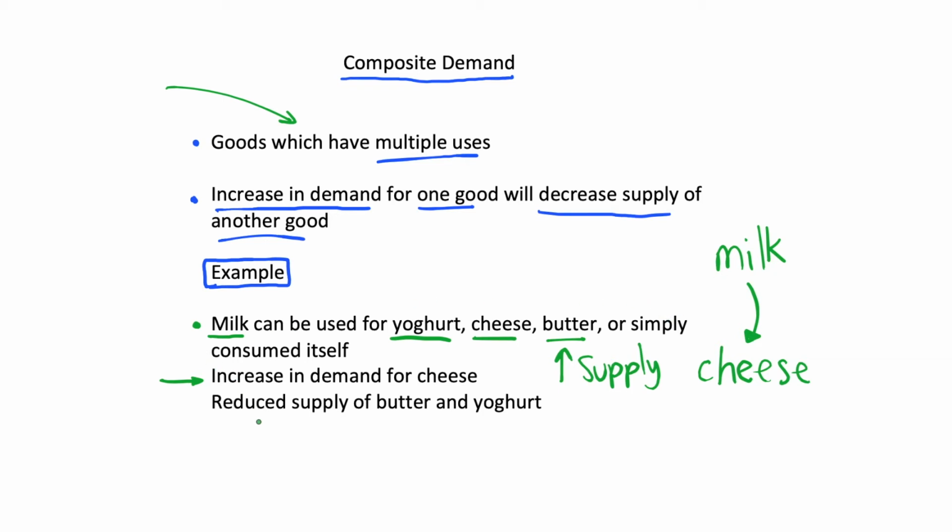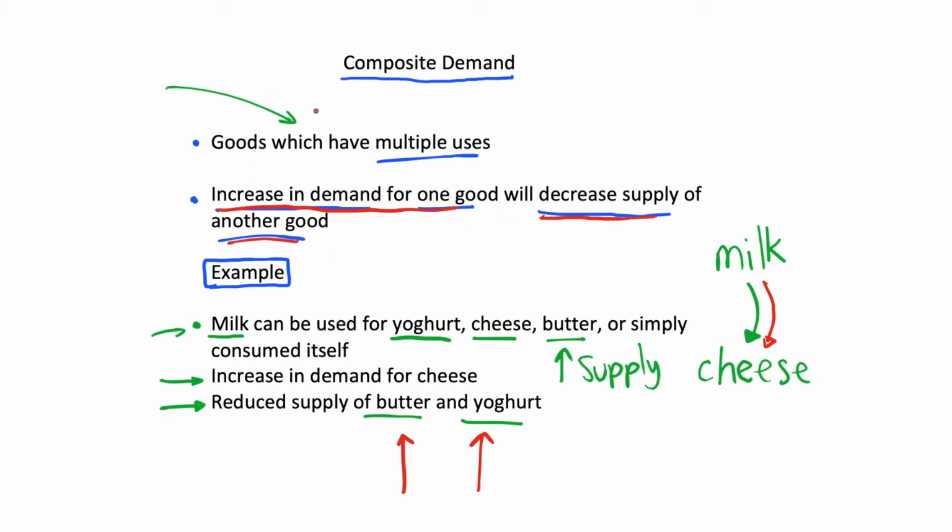So all of our milk, or lots more of our milk, is being used to produce cheese, and as a result we're going to have a reduced supply of milk for these other goods, and thus we have a reduced supply of butter, of yogurt, or simply of milk itself, because we're having to divert a lot of our milk into production of cheese. So this means that we have a reduced supply of the other goods which require milk. And so this is what we mean by composite demand. An increase in demand for one good is going to decrease the supply of another good.